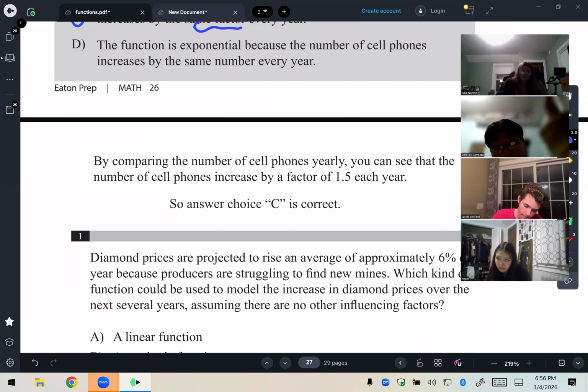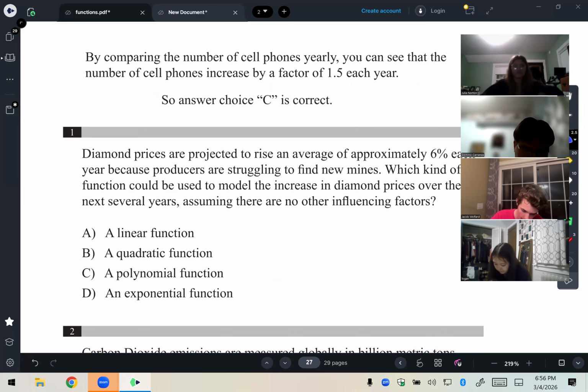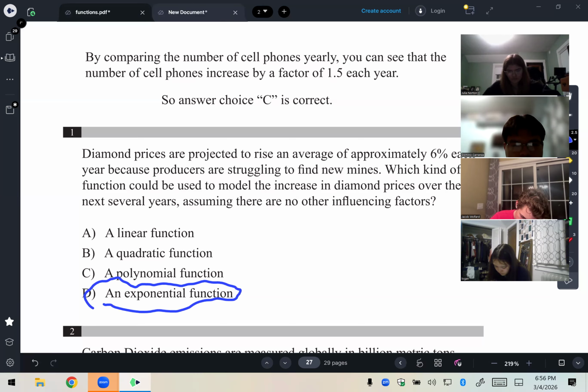So this one, diamond prices are projected to rise an average of approximately 6% each year. What kind of function could be used to model the demand in diamond prices over the next several years? So if it's going up 6% every year, it's going to be an exponential function.